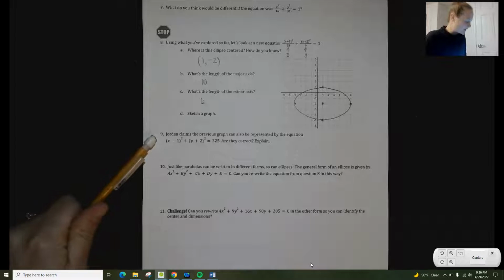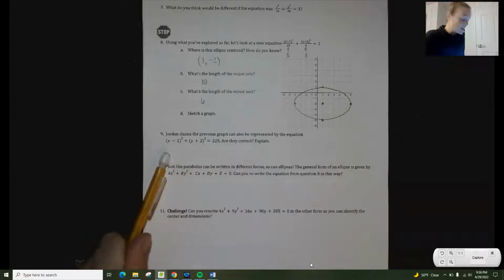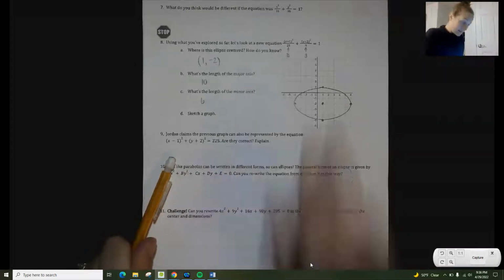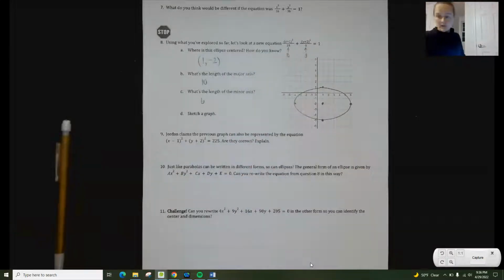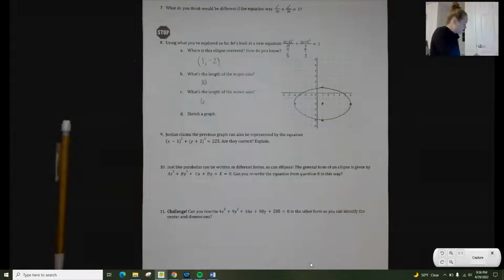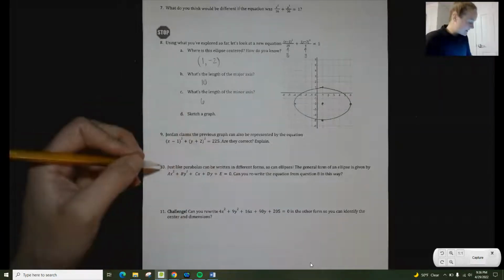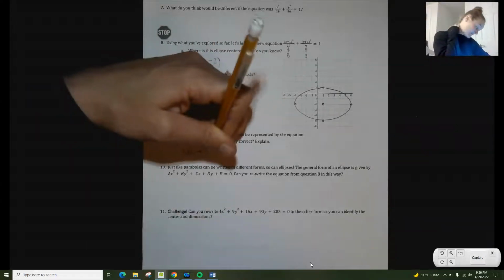All right, so question 9. Jordan claims the previous graph can also be represented by the equation here. This is the equation of a circle. Yes, if I were to multiply by 25 times 9, I think I get 225. If I were to multiply, yes, I would then get that equation. However, it's still the equation of a circle. There's nothing telling you one of these is longer than the other. So this would instead be a circle. No, it's a circle with a radius of 15.